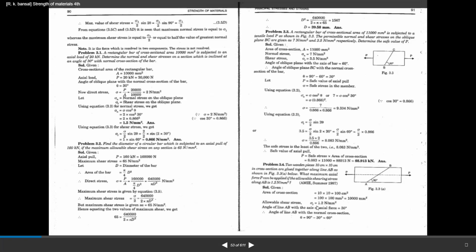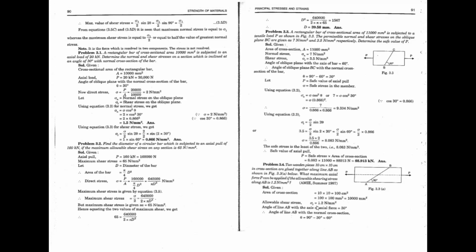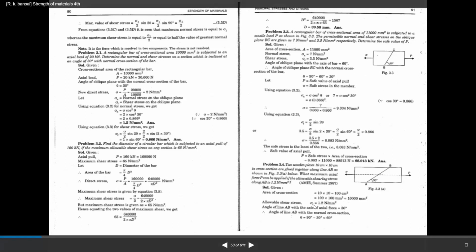Maximum sigma T, where T means tangential stress or shear stress. Sigma T equal to 1.2 Newton per mm square. The angle of line AB with the axis of axial force is 30 degrees. The angle of line AB with the normal cross section, converted to the perpendicular line, is taken at 90 degrees. 90 minus 30, that means theta equal to 60 degrees.